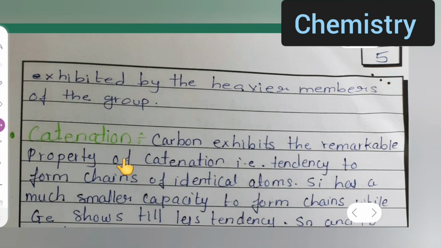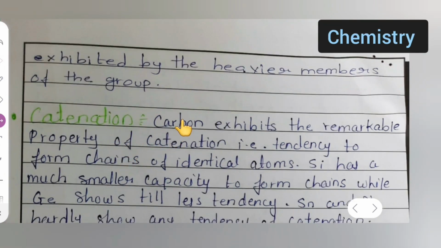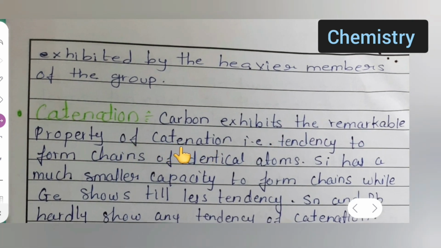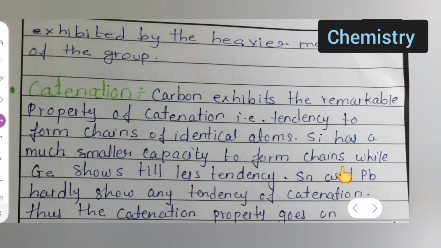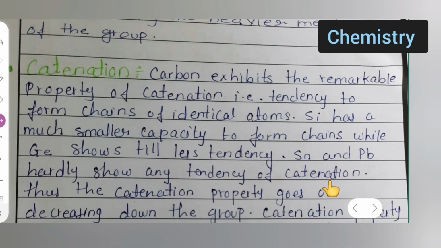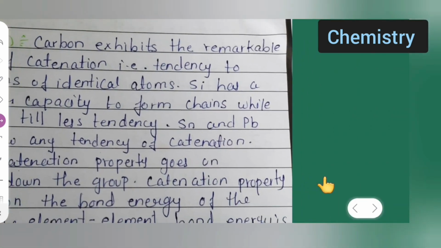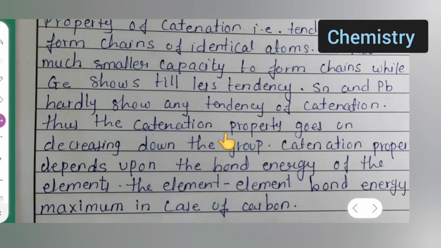Okay, next is catenation. Carbon exhibits the remarkable property of catenation, that is the tendency to form chains of identical atoms. Silicon has a much smaller capacity to form chains, while germanium shows still less tendency. Sn and Pb hardly show any tendency of catenation. Thus, the catenation property goes on decreasing down the group.